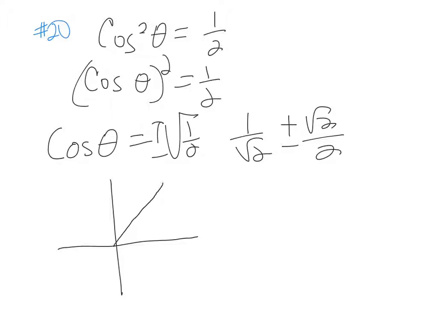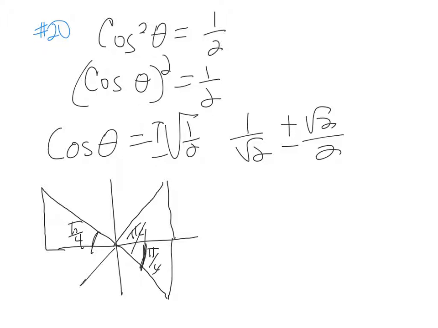Well, 45 degrees, and down in quadrant 4, that's also 45 degrees, or pi over 4. And then where's it negative? Where's the cosine negative? Over here in quadrant 3, where's pi over 4? Let's see, this is pi over 4. This is pi over 4, and also down here, this is pi over 4.